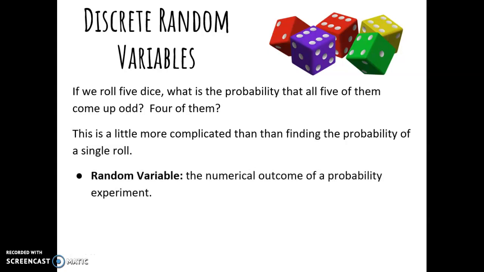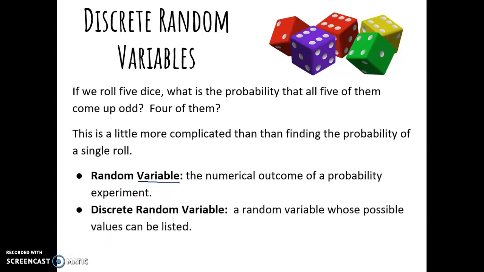A random variable is the numerical outcome of a probability experiment. So if I were to roll a die, the numerical outcome of the die I rolled could be a 1, or a 2, or a 3, or a 4, or a 5, or a 6. So it varies, which is why we call it a variable. It's also random. You don't know what's going to come up. Now, we can also call the specific one that I just gave as an example a discrete random variable.